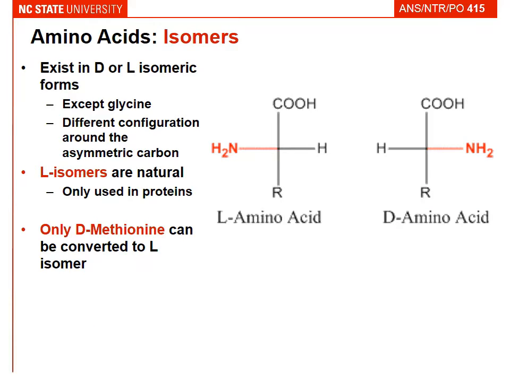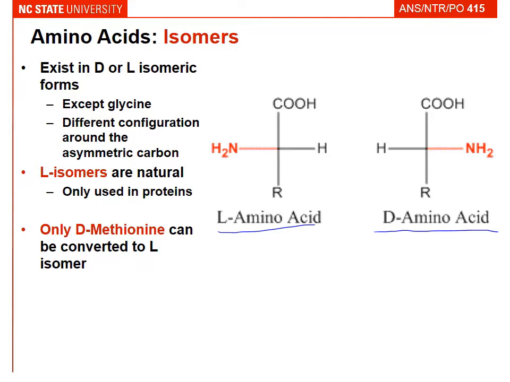And because of this basic structure of the amino acids, we can have different isomers. Similar to how glucose had a D or an L configuration, amino acids have the same thing. You can see here our L amino acid is basically a mirror image of our D amino acid. So we can have a D or an L isomer, all with the exception of glycine.